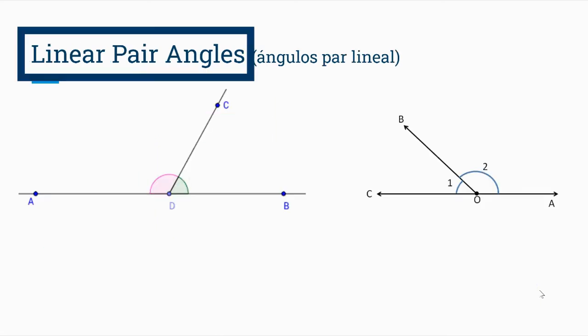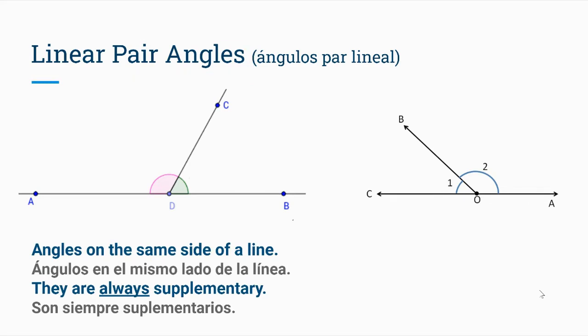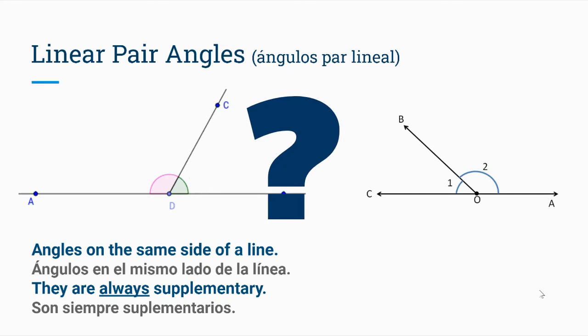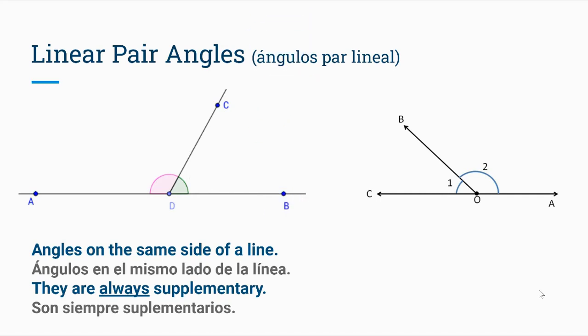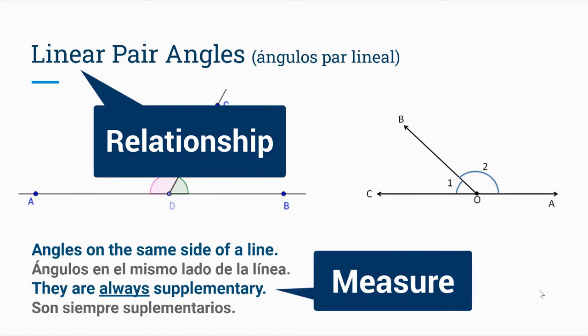Linear pair angles are always side by side or on the same side of a line, and they always add up to 180. Now, many students ask me, can I just call it supplementary then? That's a very good question, but the term linear pair is classifying the angles by their relationship, and the term supplementary is classifying them by their measure.